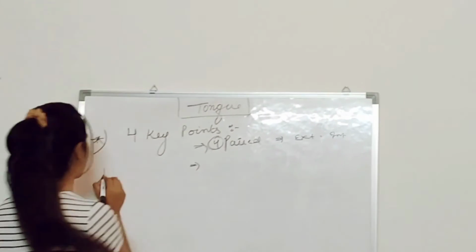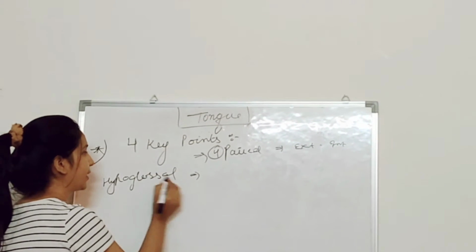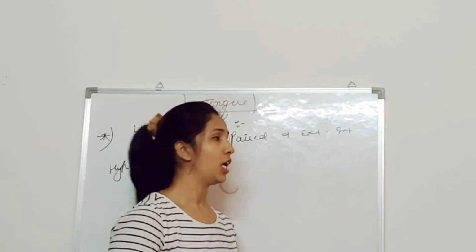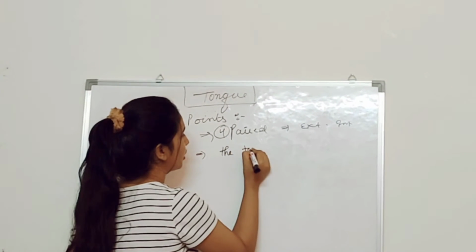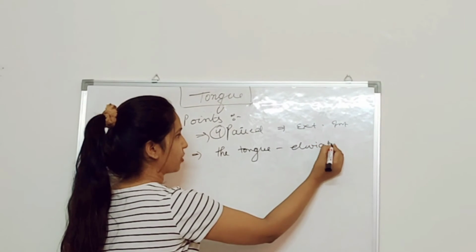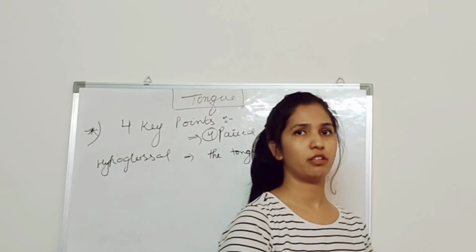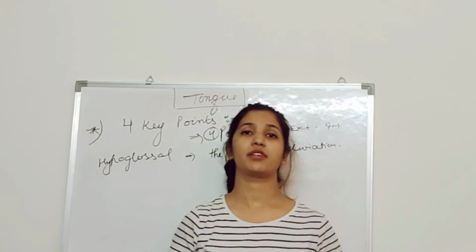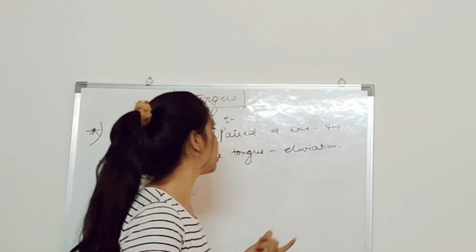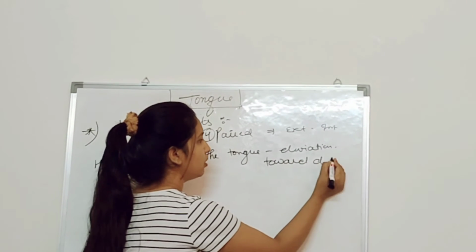Second thing is the hypoglossal nerve. If any individual gets damage to the hypoglossal nerve, the tongue is going to deviate toward the lesion. This is a commonly asked question. Whenever the hypoglossal nerve is injured, the tongue is going to deviate in which direction? It's going to deviate toward the lesion. Toward the lesion.